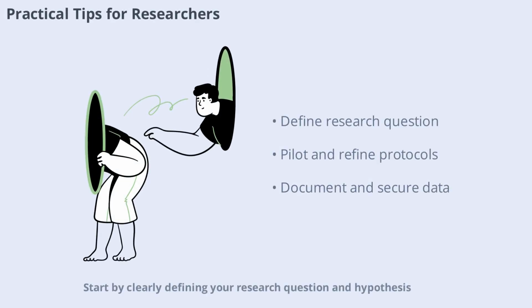Start by clearly defining your research question and hypothesis. Use pilot studies to refine your protocol and seek feedback from peers. Document every step, maintain data security, and stay updated on regulations. Embrace collaboration and be open to learning from unexpected results. These practical steps will help you navigate the complexities of experimental research with confidence.